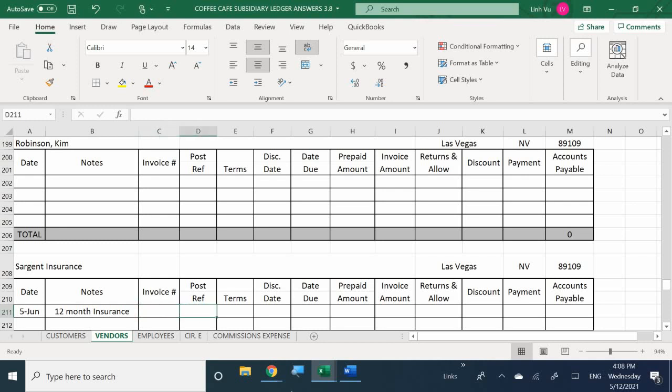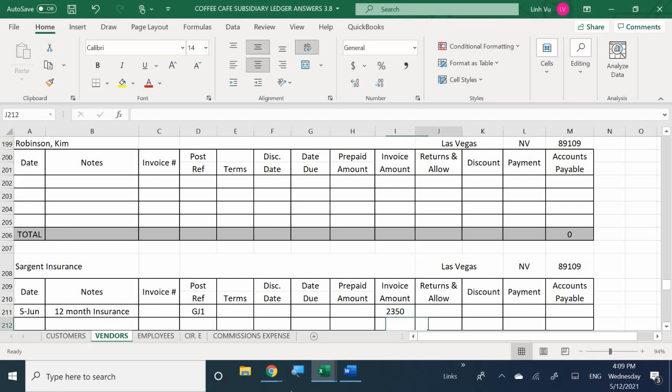However, post reference, right? We still are on our very first journal page. Again, an insurance company's not going to give you terms, so you can skip that part. You can't buy insurance way in advance at time of purchase, so in that case, the prepaid is not going to make any sense. However, your invoice amount, because you made the 12-month payment, the receipt on there was for $2,350.